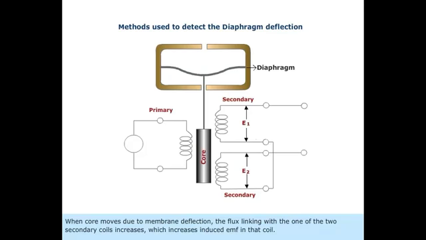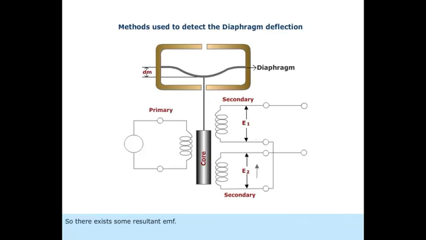When core moves due to membrane deflection, the flux linking with one of the two secondary coils increases, which increases induced EMF in that coil. So there exists some resultant EMF. From that, we can determine deflection and thus pressure can be calculated.